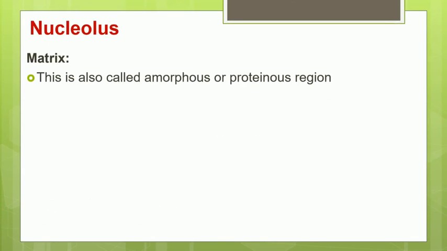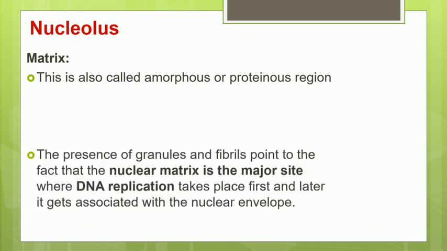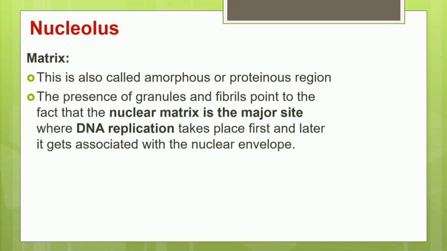The third part of the nucleolus can be called the matrix. The matrix is nothing but the nucleoplasm, that is the liquid part of the nucleus. So this is an amorphous proteinaceous region, or the liquid jelly-like material of the nucleus. Presence of granules and fibrils points to the fact that the nuclear matrix is the major site of DNA replication. Okay, so where does DNA replication take place? In the nucleoplasm or the nuclear matrix, which is the liquid part of the nucleus.